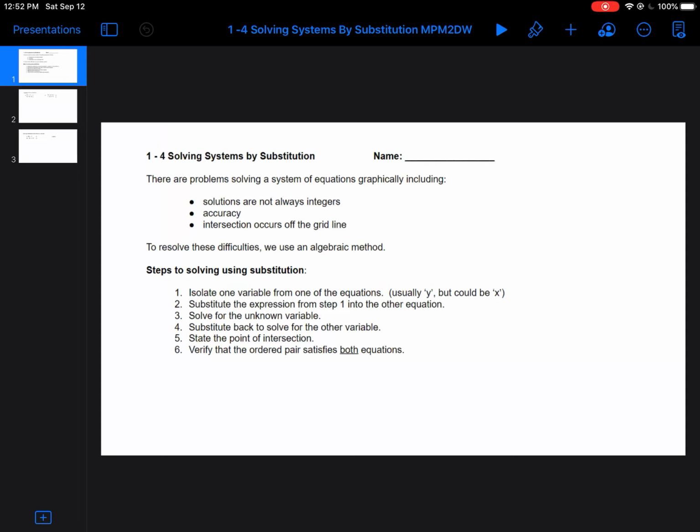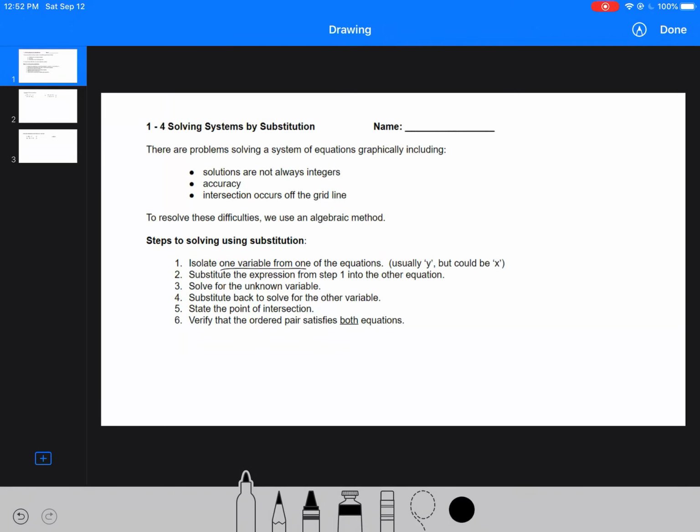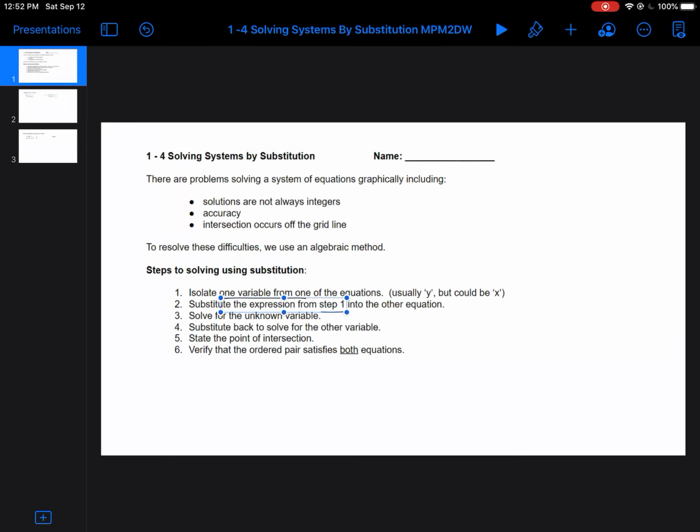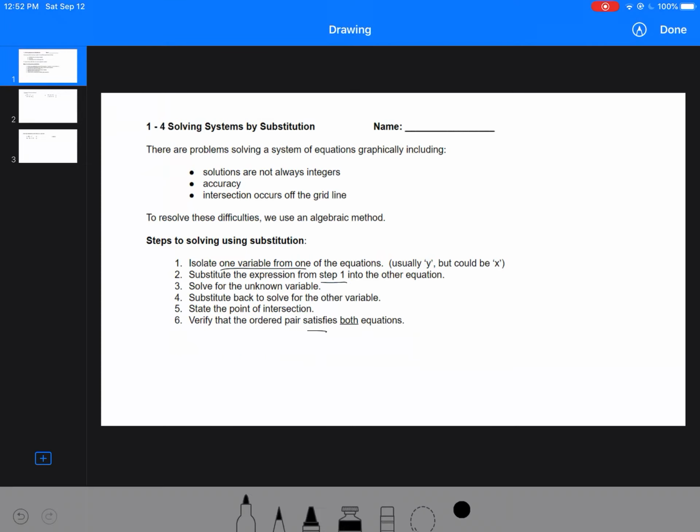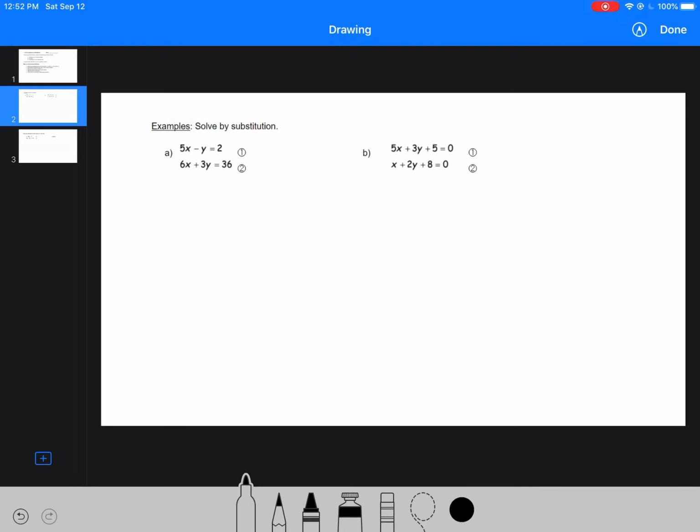And so in order to solve by substitution, your first step is to isolate one variable from one of the equations, usually y. Second step is to substitute the expression from step 1 into the other equation. 3 is to solve for the unknown variable. 4, substitute back to solve for the other variable. 5, state the point of intersection. And then 6, double check your work. Let's do an example to see those steps.